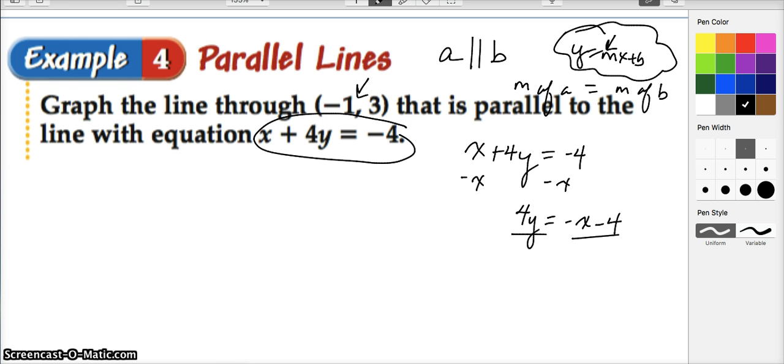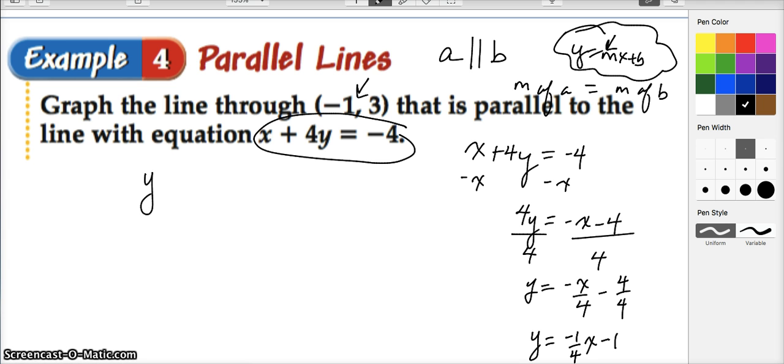Then we're going to divide both sides by 4. Notice I said divide both sides by 4. That means everything has to be divided by 4. So this is negative x over 4 minus 4 over 4. Simplify that: y is equal to negative 1/4 x minus 1. You see that there's a negative 1 here and a 4 here.